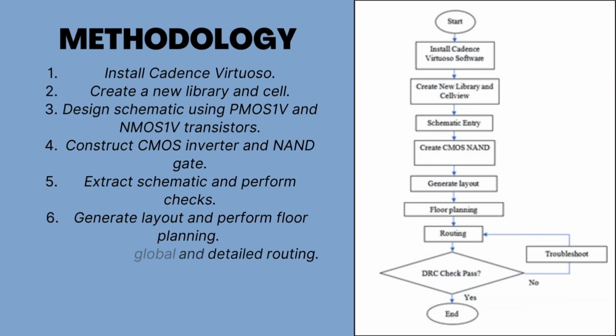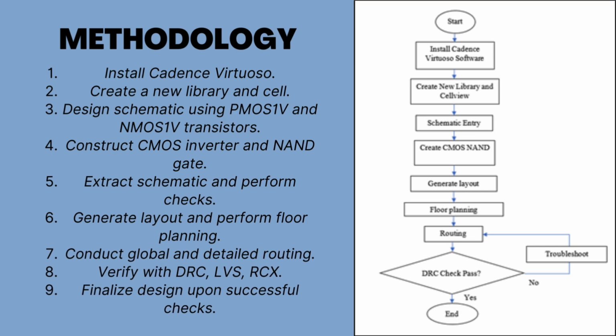The methodology to design a circuit using Cadence Virtuoso begins with installing the Cadence Virtuoso software. Once installed, a new library and cell are created to organize the design files systematically. The schematic is designed using PMOS 1V and NMOS 1V transistors. Following this, CMOS inverters and NAND gates are constructed within the schematic editor. The schematic is then extracted to generate a netlist and perform necessary checks to ensure design correctness.